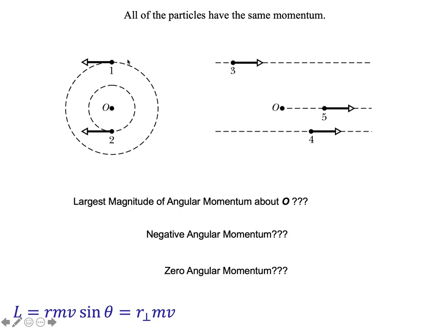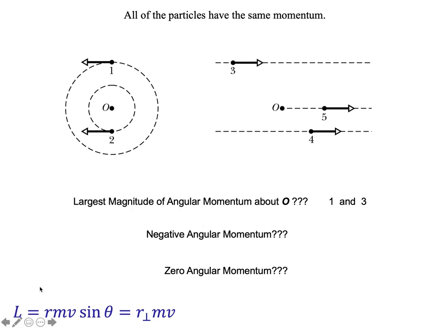Please notice that 1 and 3 are lined up. This O is lined up with this O, and 2 is lined up with 4. So my question is which one of these has the largest magnitude of angular momentum with respect to O? And the answer is, hopefully you figured it out, both 1 and 3.